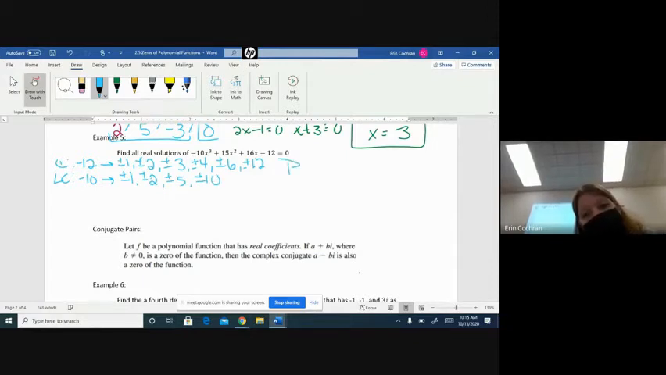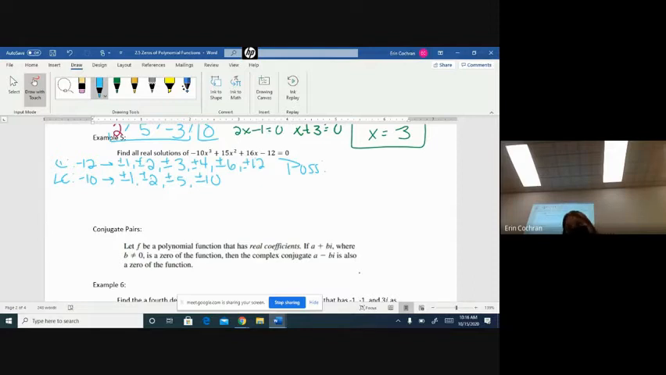So my possible roots will be 1 over 1, which is just 1, 1 over 2, which is 1/2, 1 over 5, and then 1 over 10. Then you'd have to do the 2 over everything, the 3 over everything, the 4 over everything, the 6 over everything, and the 12 over everything. So we have lots and lots of possible solutions, right?